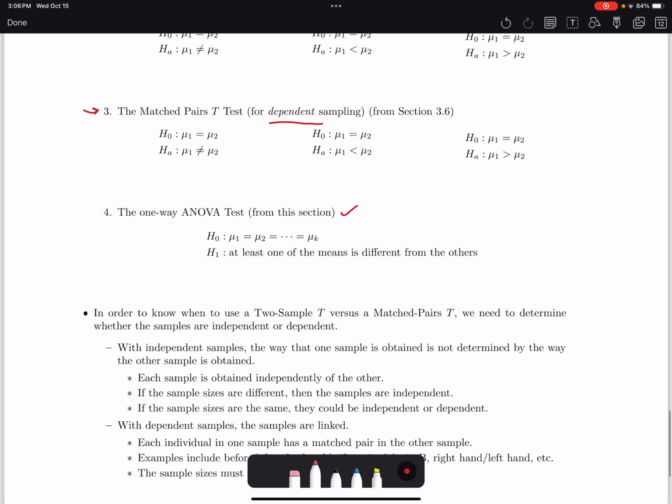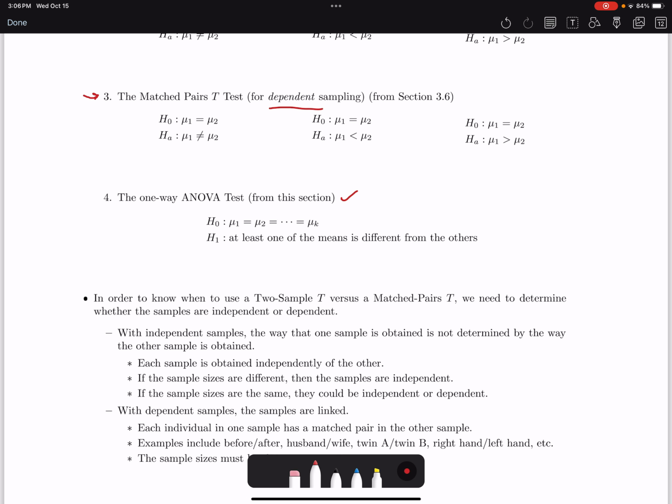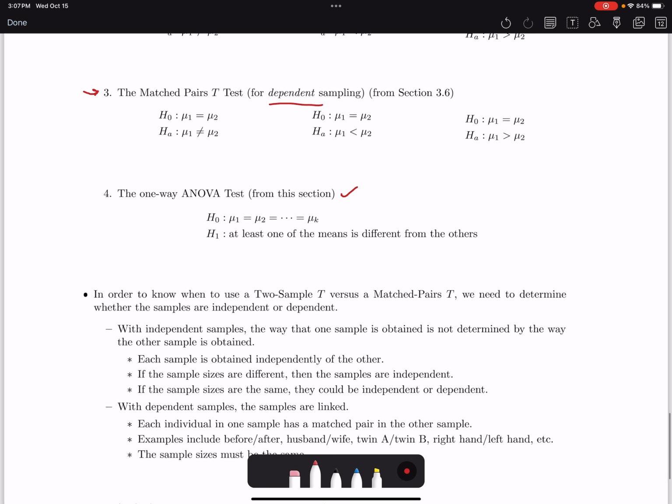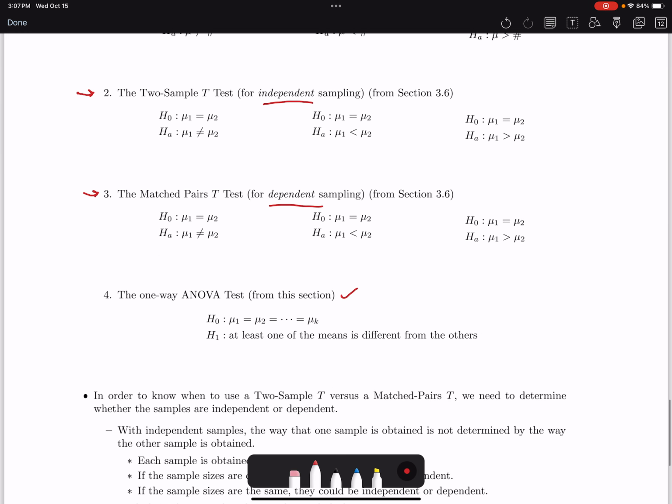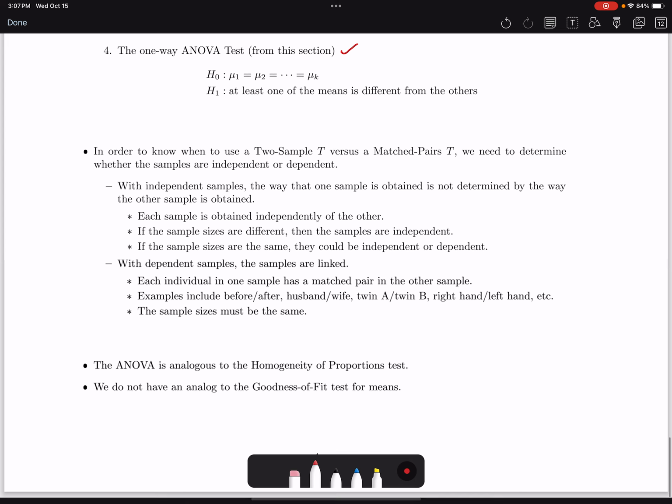So in order to know when to use a two sample t versus a matched pairs t, we just have to decide if the samples are independent or dependent. And just as a reminder of how that works, with independent samples, the idea is that there are no matched pairs. You're not linking up the individuals from one sample to the individuals in another sample in any way. The samples are obtained independently of each other. With dependent samples, you do have those links. You have matched pairs. So that's how you know how to distinguish between a two sample t or a matched pairs t.